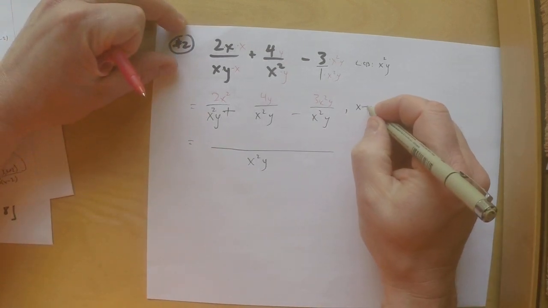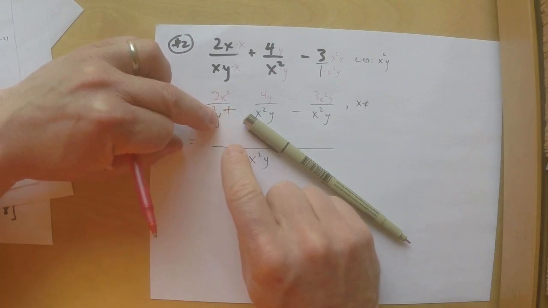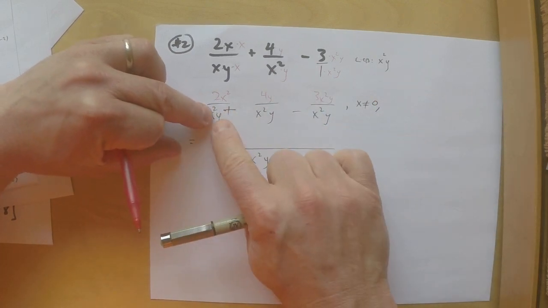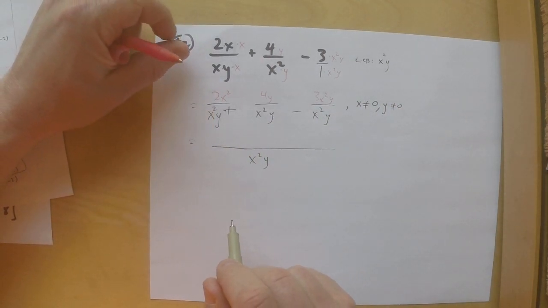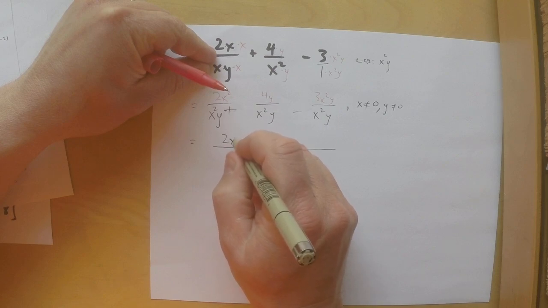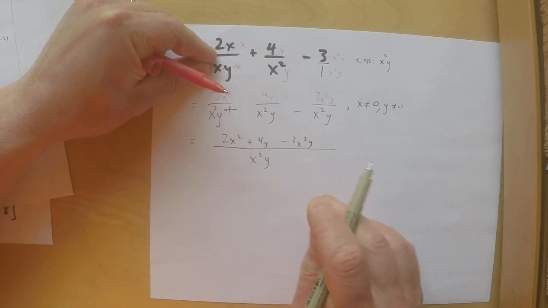Now before I walk away, I want to do the restrictions. What's a bad value of x? 0, because 0 squared times anything is 0. What's a bad value for y? Y cannot equal 0 as well. And then I'm going to rewrite my numerators. It's this plus this minus this.